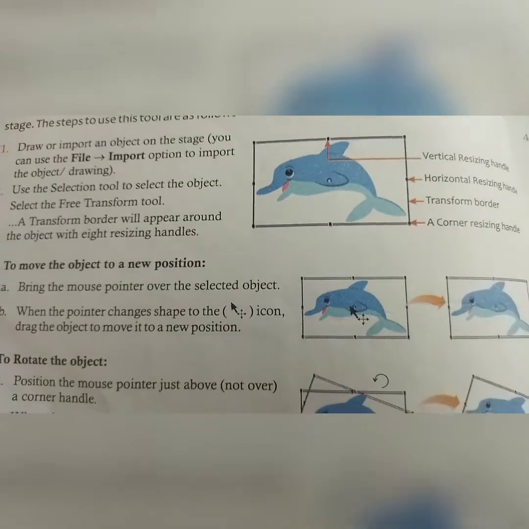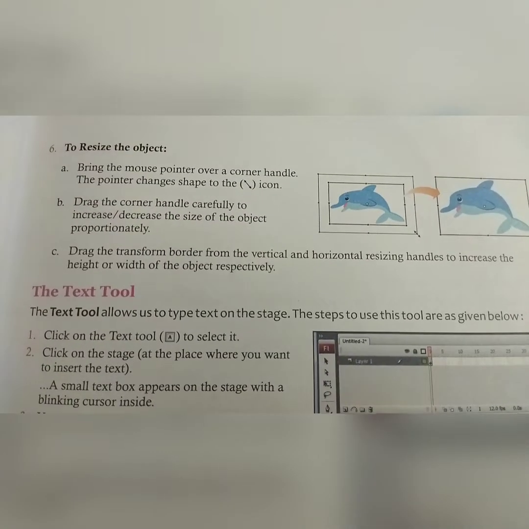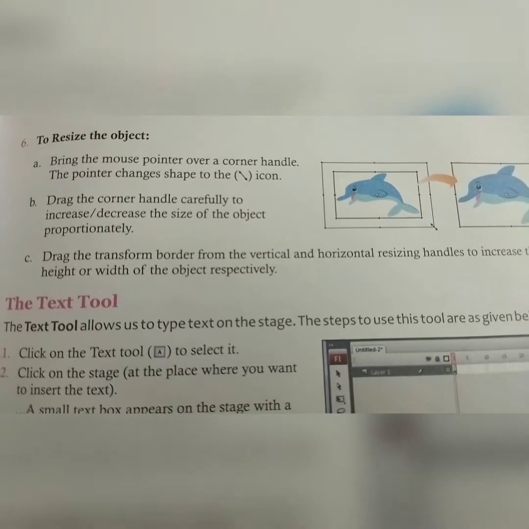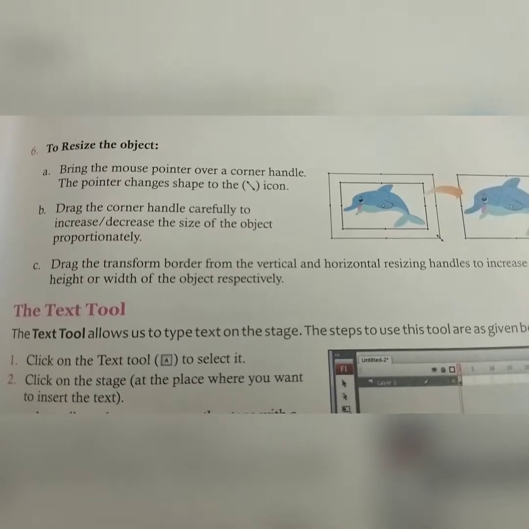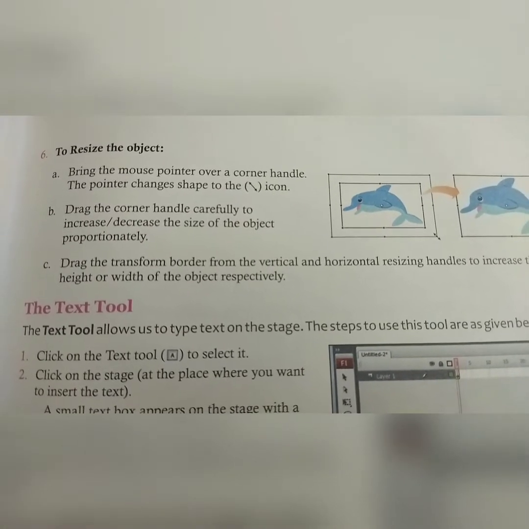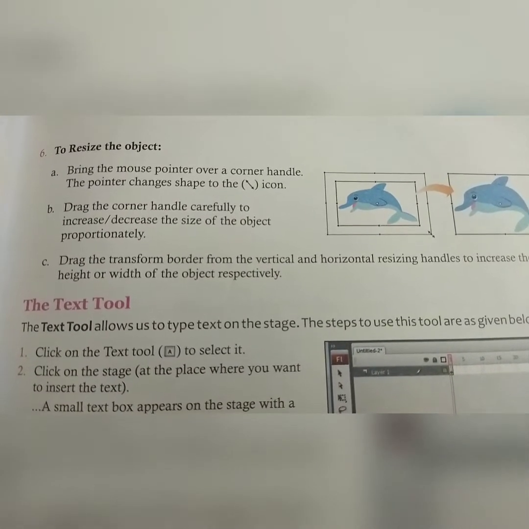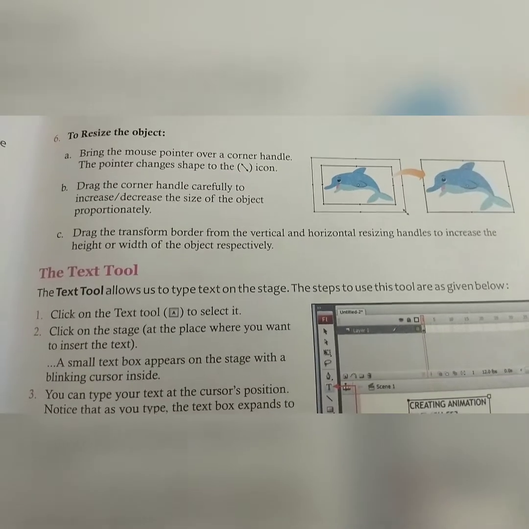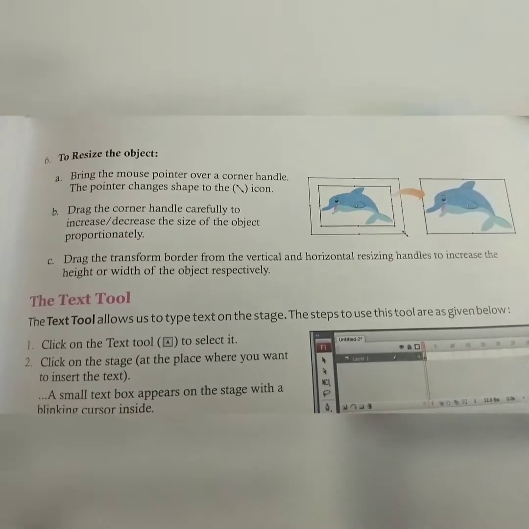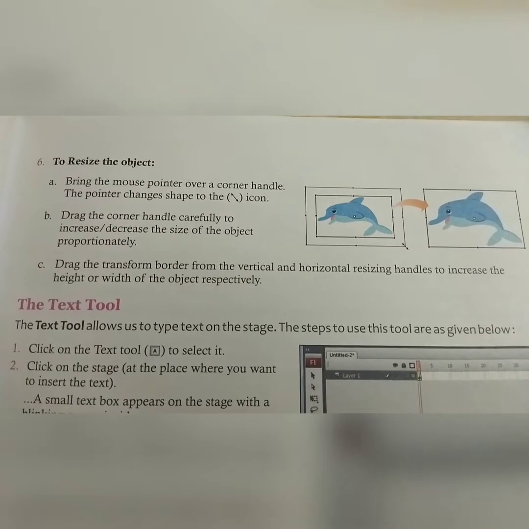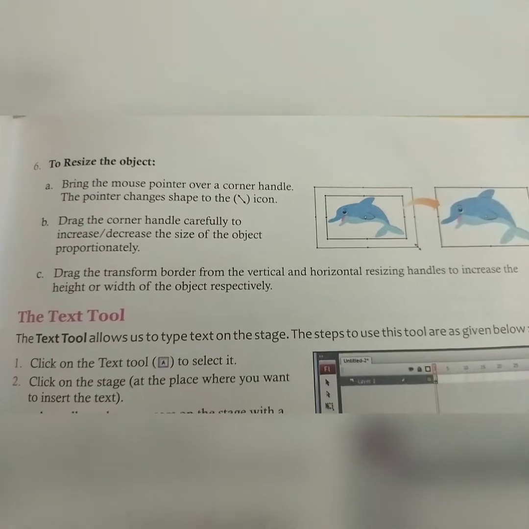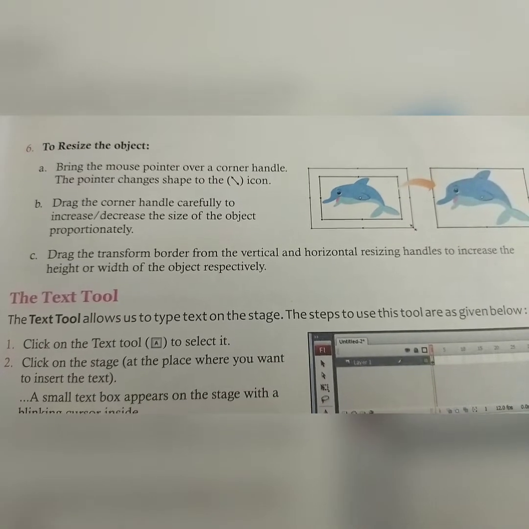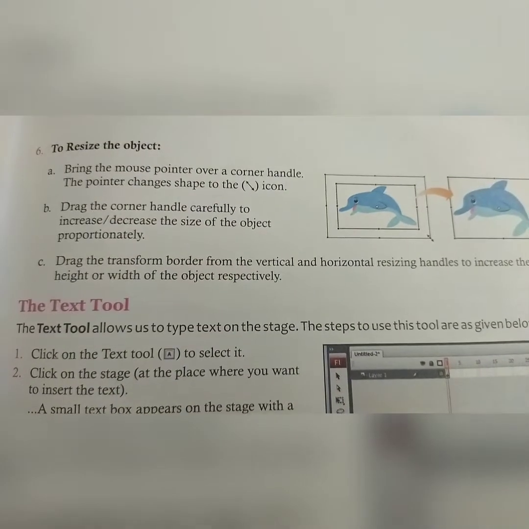Now next, students, is resizing the object. The resizing steps are: first of all, bring the mouse pointer over a corner handle. The pointer changes shape to an icon, then drag the corner handle carefully to increase or decrease the size of the object proportionally. Then drag the transform border from the vertical and horizontal resizing handles to increase the height or width of the object respectively. Now you can see in this picture resizing the object. Two pictures are given in your book. You can resize easily in this picture.